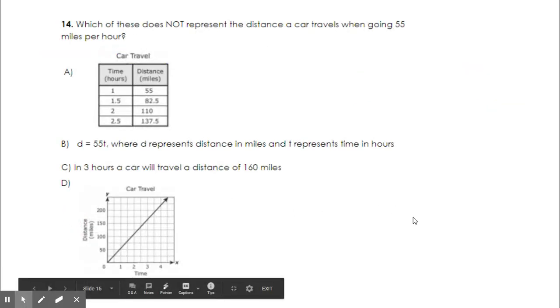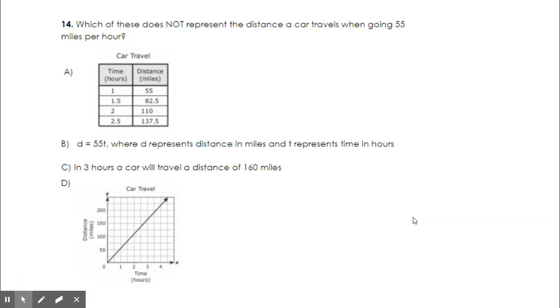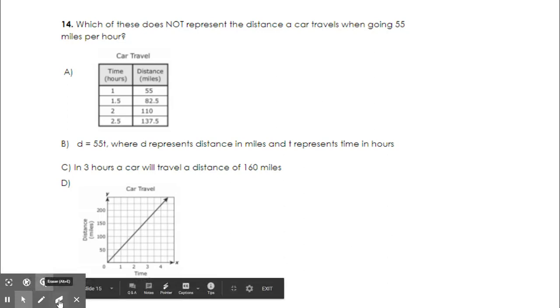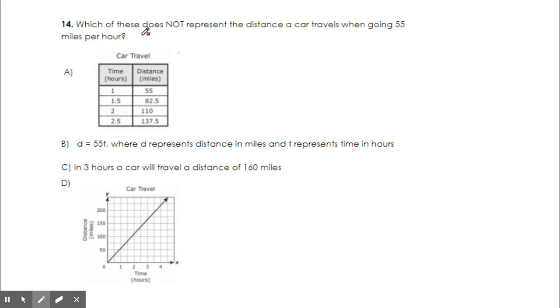Okay, we're getting close to the end here. All right, number 14. Which of these does not represent the distance a car can travel going 55 miles per hour? All right, so they're looking at the different ways you can represent this. You can represent it in a table. You can represent it in a graph. You can represent it in a math equation, or you could represent it in a sentence. So we're going to test each one of these and see if it's true.